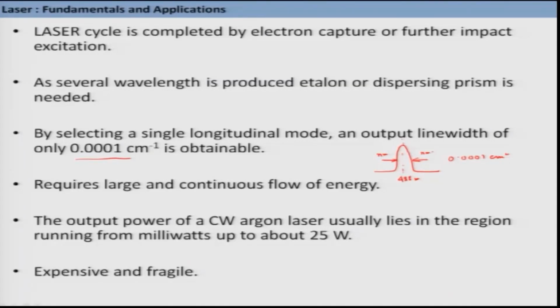So you need to pump it really hard. You can get quite decent power from argon ion lasers. It can range from a few milliwatts to a few watts, like 20-25 watts.